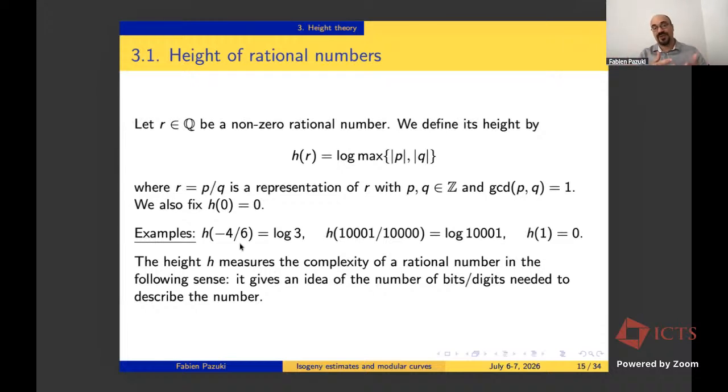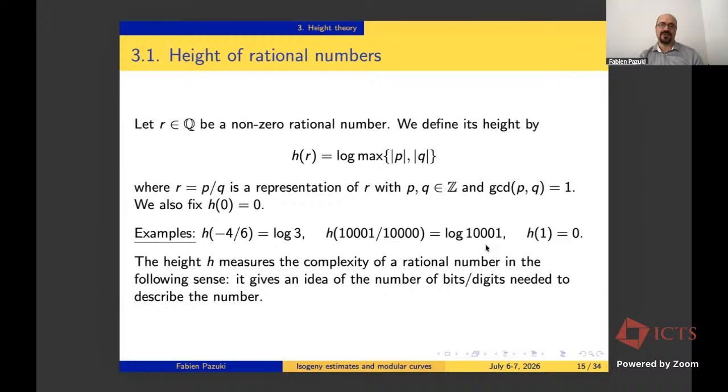So first you need to get rid of the common denominator. And so in the end, you find 2 over 3. And the biggest of the two in absolute value is 3. So the height is log 3. Well, rather easy. So now I want to compare these two ones.